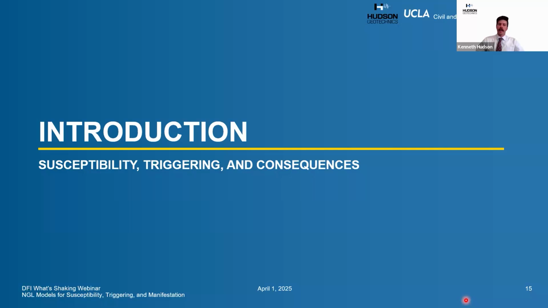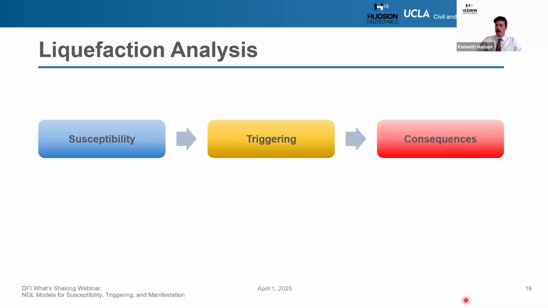So how do we go about analyzing this in a particular forward predictive case? Well, we break it apart typically into three different problems. We look at susceptibility, triggering, and then the potential consequences. So we can start first with susceptibility, and sometimes things get called susceptibility with varying definitions. There's lots of different takes on what susceptibility means.